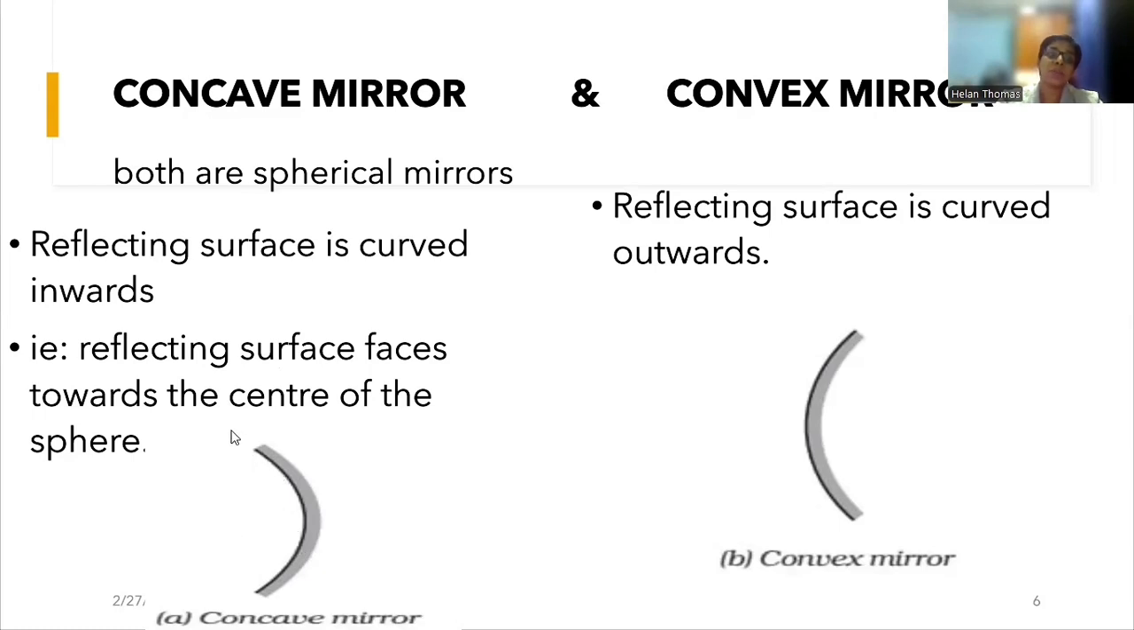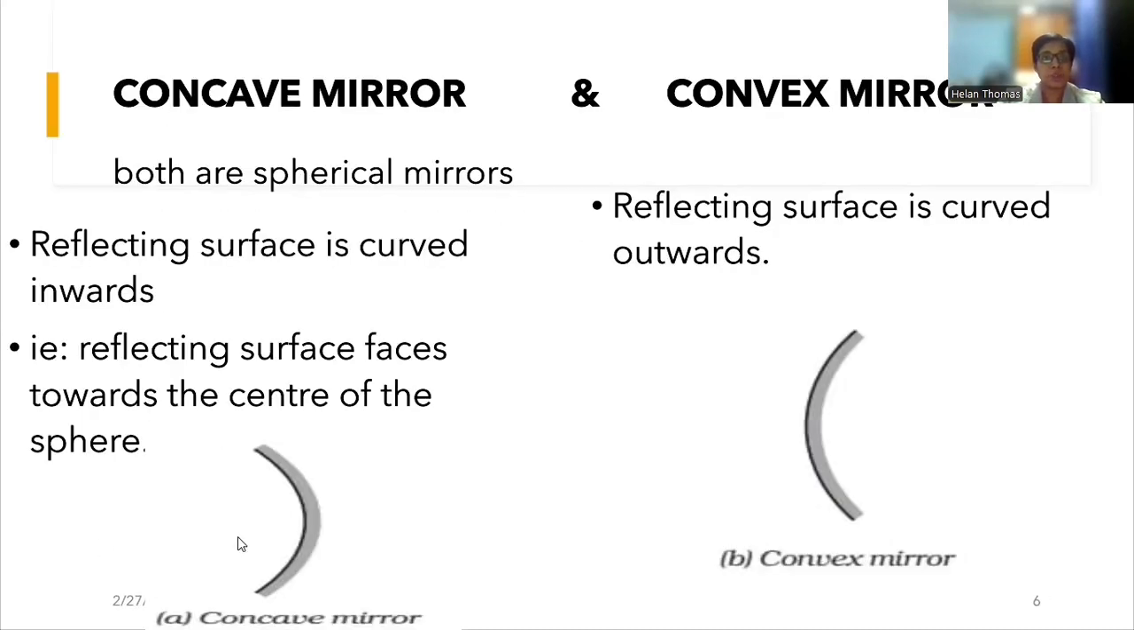So how do we draw the sphere here? We will draw it towards your left. While the reflecting surface is curved outwards in the case of a convex mirror, this is the reflecting surface here, and the shaded portion is the hard surface. The reflecting surface is curved outwards, so you draw the sphere towards this side, the right-hand side.